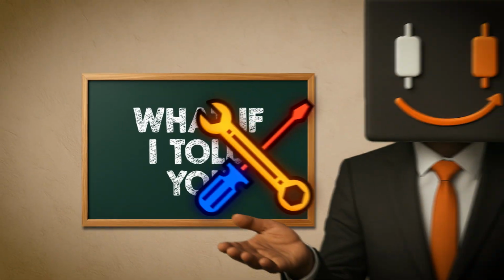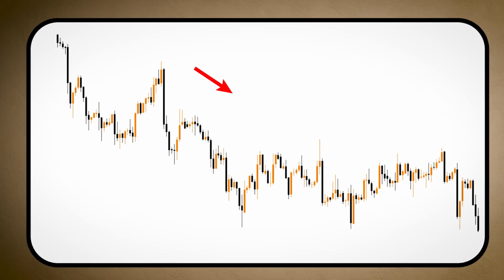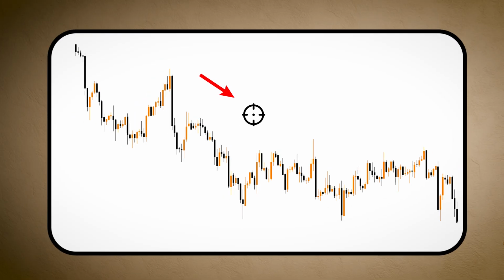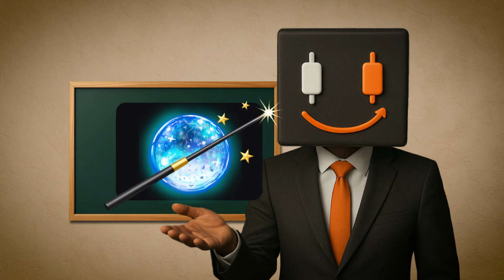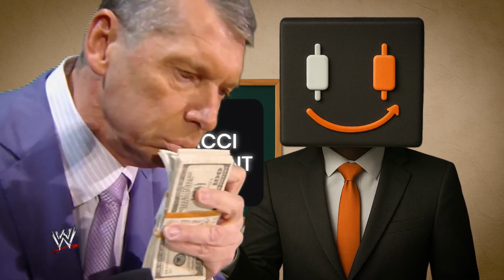What if I told you there's a tool that traders have used for decades to predict where the market could reverse before it happens? It's like having the market's GPS system built into your chart. It's not a crystal ball, it's not a magic trick, it's called the Fibonacci retracement. And if you're not using it, you're probably leaving profits on the table.